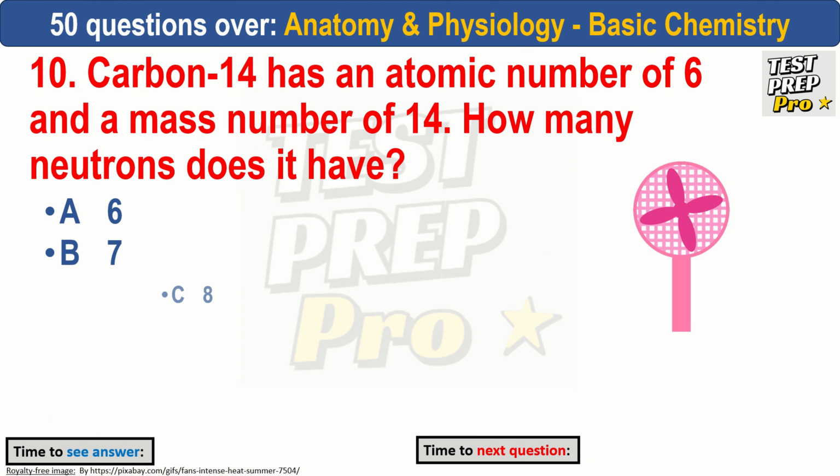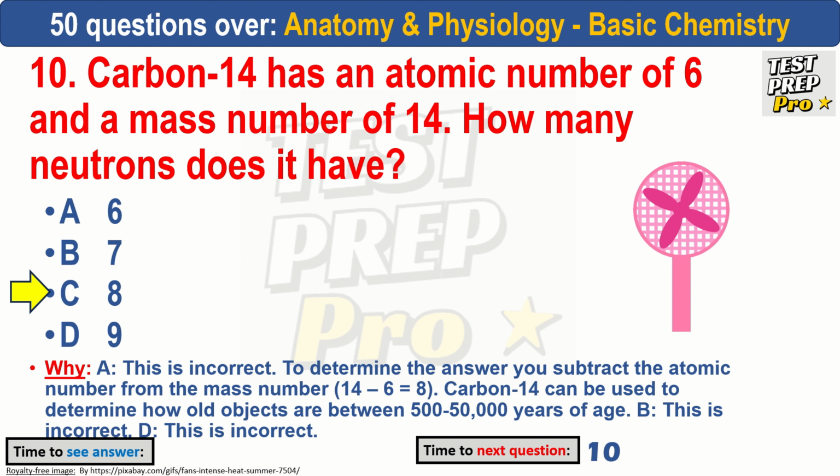Carbon-14 has an atomic number of 6 and a mass number of 14. How many neutrons does it have? 6, 7, 8, or 9? It has 8 neutrons total. So that's, again, carbon-14, 14 is the mass number. You subtract the atomic number from it. 14 minus 6 is 8.